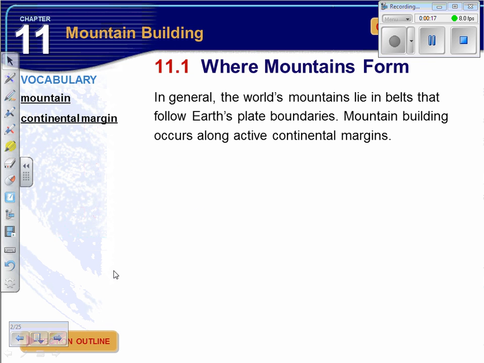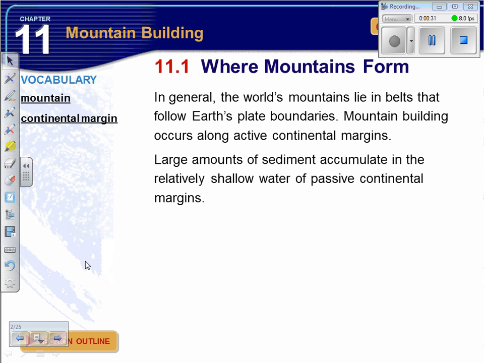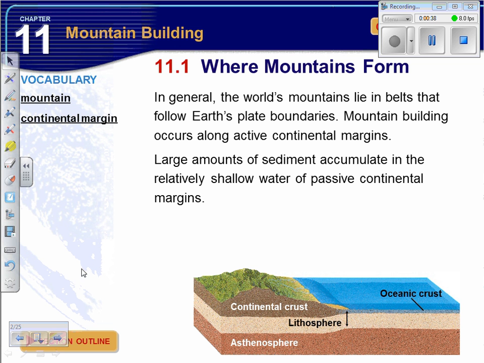In Section 1, we look at where mountains form. In general, the world's mountains lie in belts that follow Earth's plate boundaries. Mountain building occurs along active continental margins. Large amounts of sediment accumulate in the relatively shallow water of passive continental margins. Continental crust on a passive margin is deposited along the coast where an oceanic crust meets a continental crust.